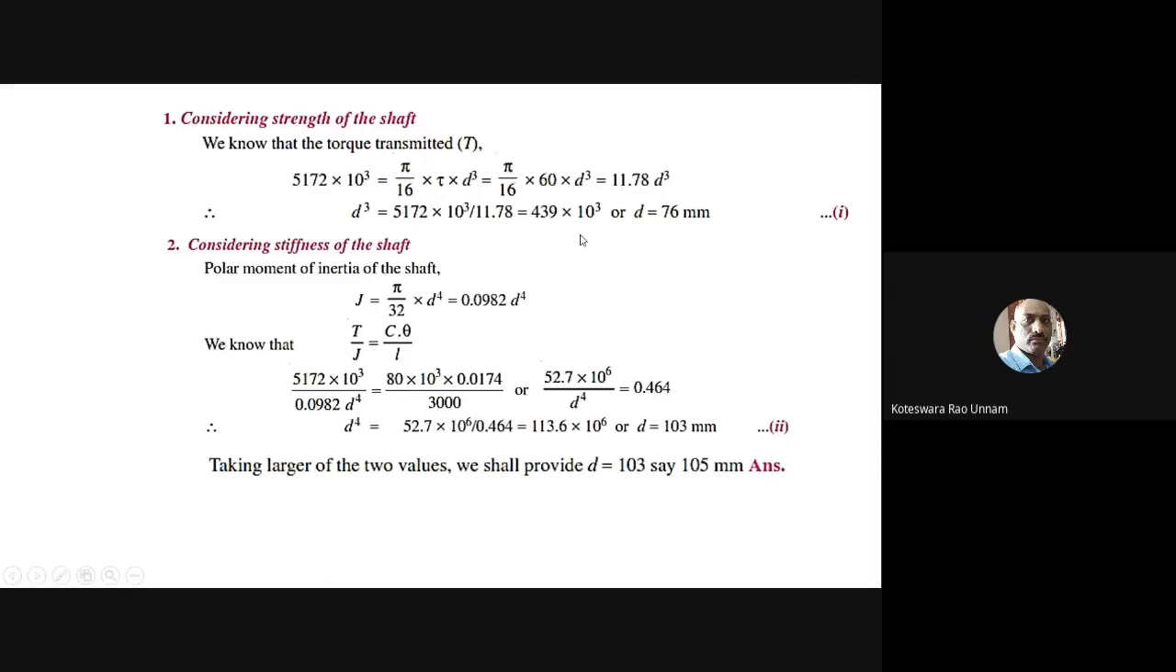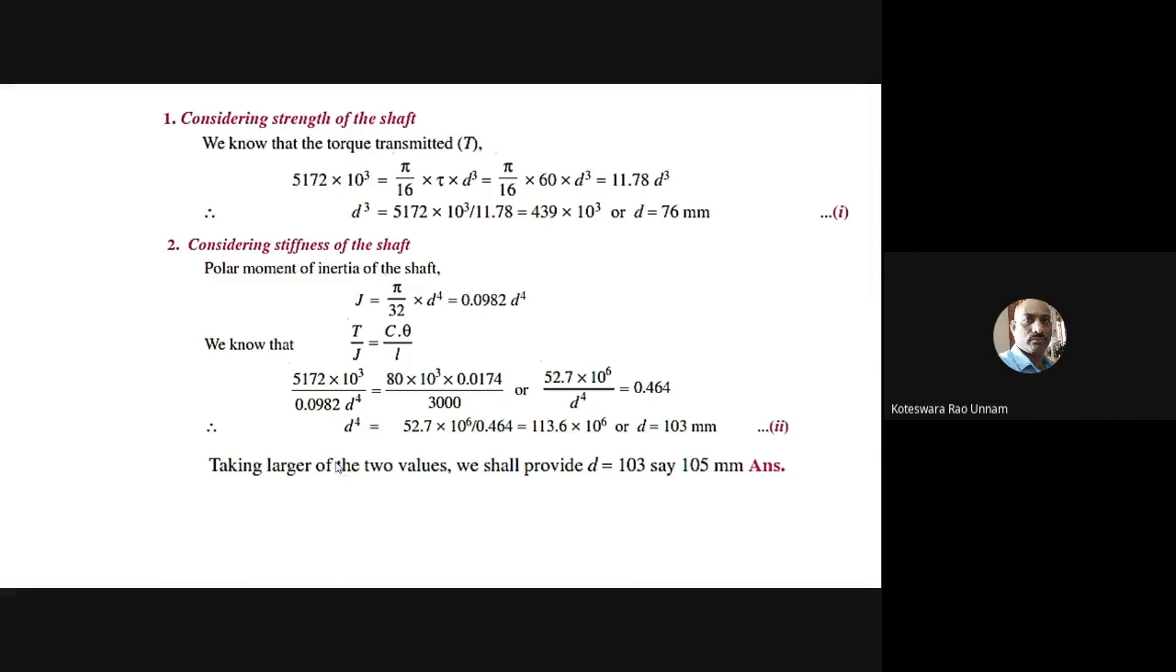So this is how you can solve the problem. Whenever there is a design criteria based on two things, you have to first design for both the conditions. Then out of those two, you need to select the one which is satisfying both the conditions. Not the better one, but the one satisfying both conditions. Here this 103 mm diameter shaft will satisfy both the conditions, whereas the 76 mm shaft will not satisfy the second condition. Therefore, we cannot choose 76. So that is the answer for that question.